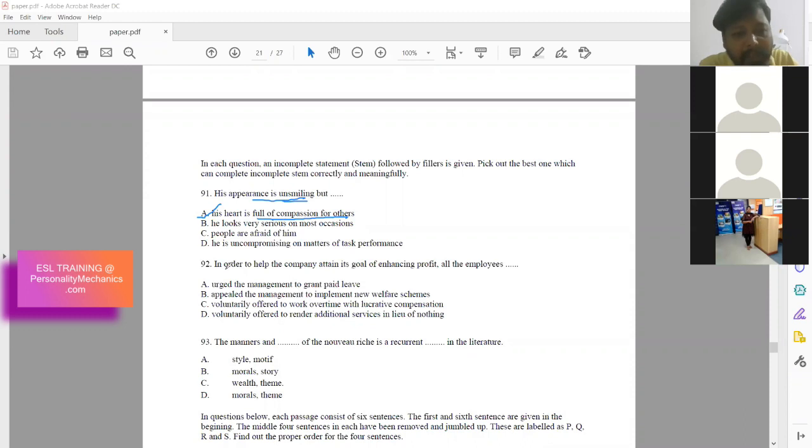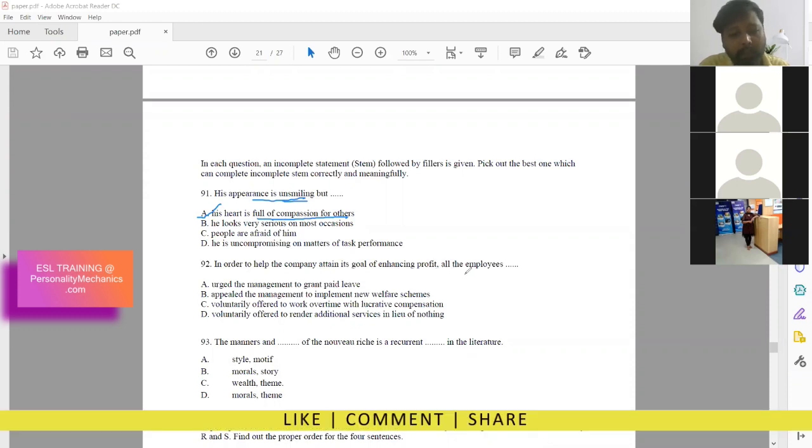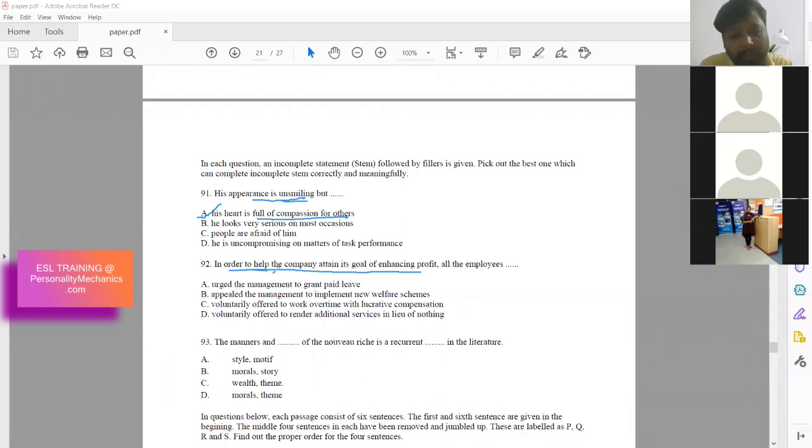So that seems correct. Next is, in order to help the company attain its goal of enhancing profit, all the employees urged the management to grant paid leave. Not really, because here they're saying that they want to help the company attain its goal of enhancing profit. That is, the goal of the company is to enhance profit, and they want to help. So they will not ask for paid leaves. So that's not happening. That's wrong.